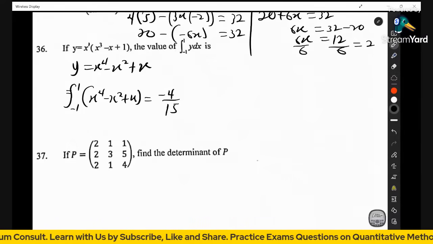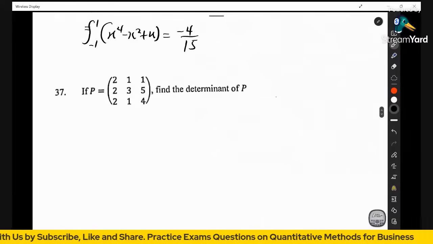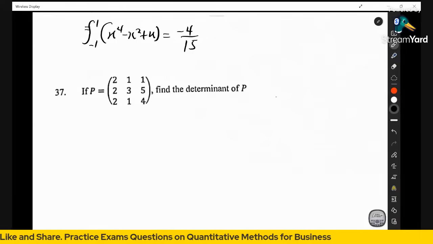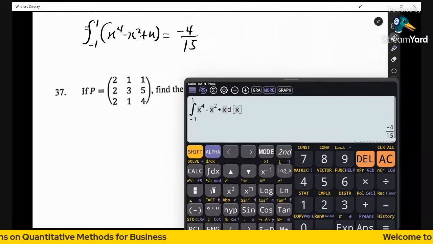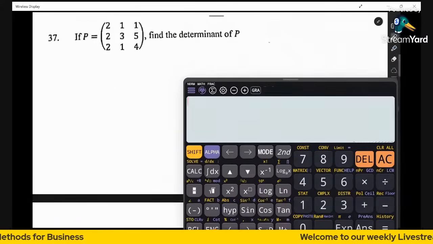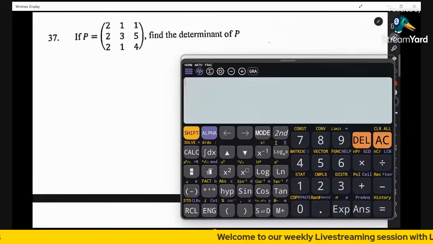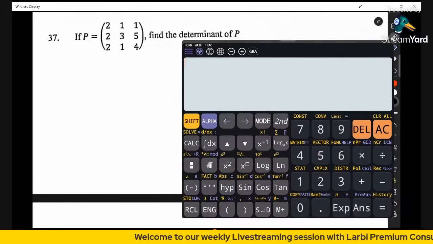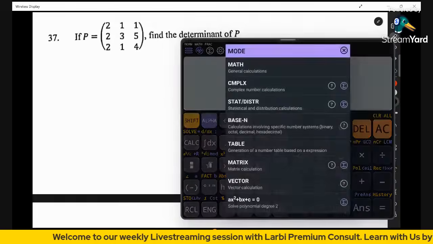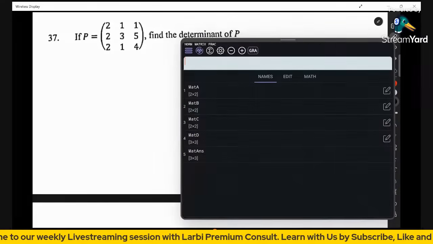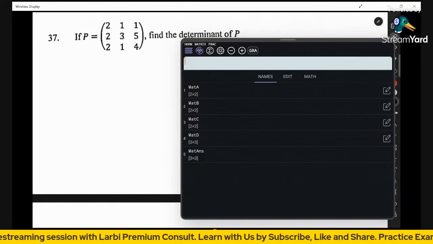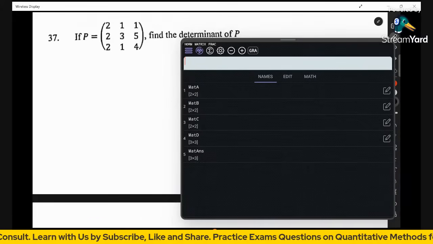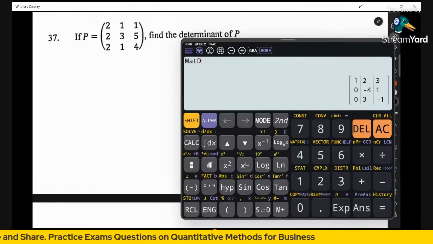So question number 37, we are asked to find the determinant of matrix P. So here we can use calculator to do that. So let's see how we use the calculator to find the determinant of a 3 by 3 matrix. So here, this is what you want to do. You go to your matrix as usual. So you go to mode, you select your matrix. So once you select your matrix, you want to key in the 3 by 3 matrix, right? So for my case, I need to go by what? Matrix D. That's a 3 by 3 one.